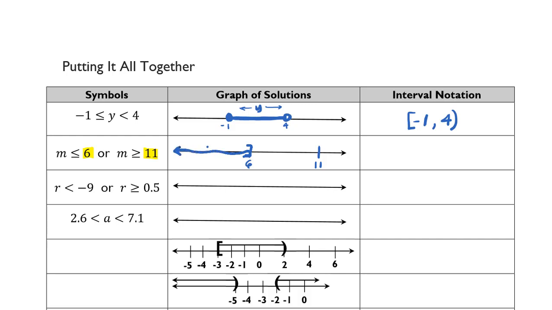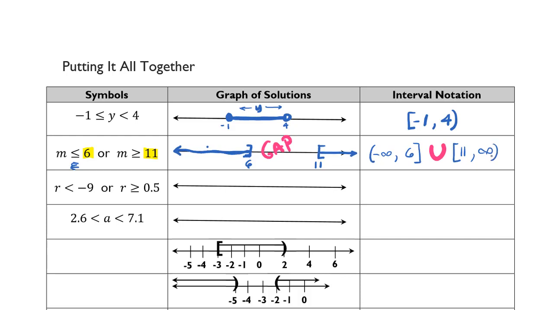Opening to the left, notice that I am pointing in the direction of the inequality symbol over here. The inequality is pointing to the left, so is my arrow on my graph. And also m is greater than or equal to 11, so I'll also have a bracket opening to the right, and my arrow of true values will be going to the right as well. So there is a gap in between those two inequalities on the graph, which means I will use a union to unite the two intervals. My interval notation for this will be -∞ to 6, close bracket, union, open bracket, 11 to infinity.